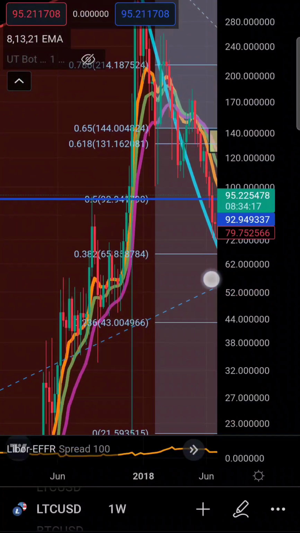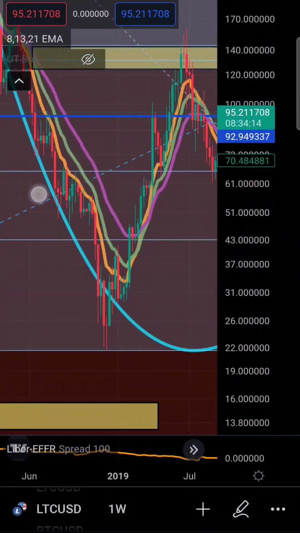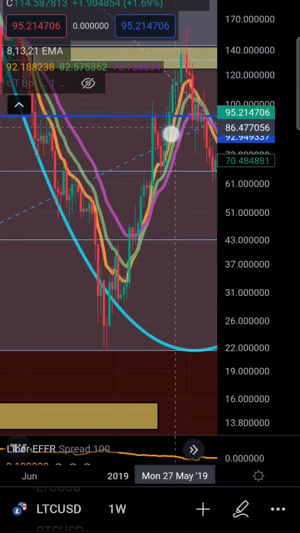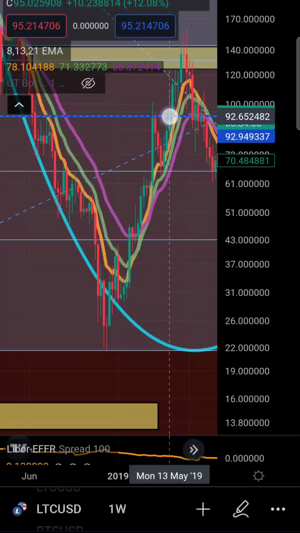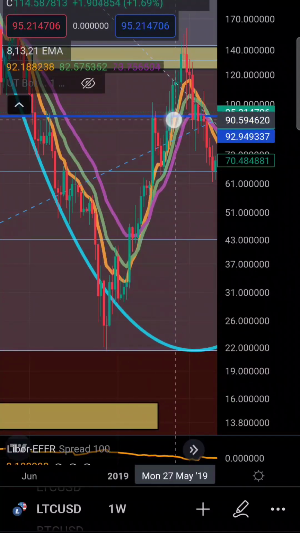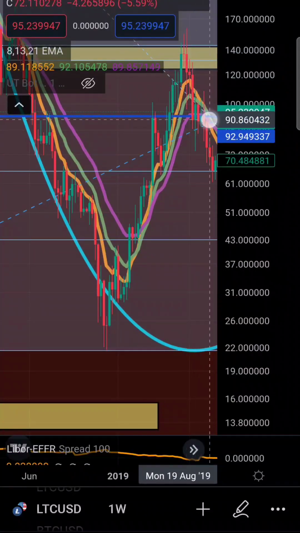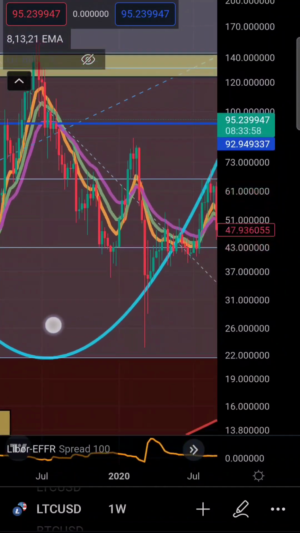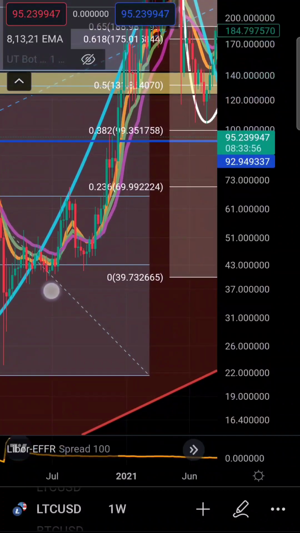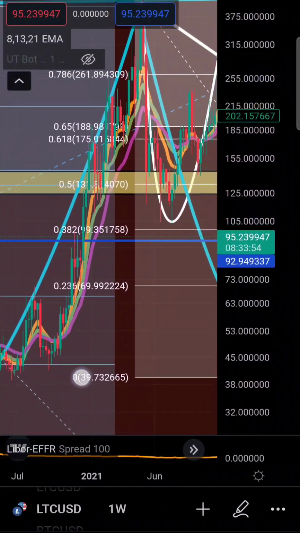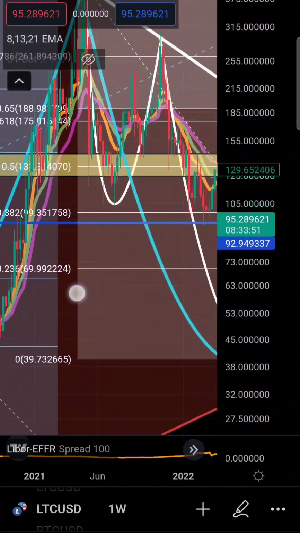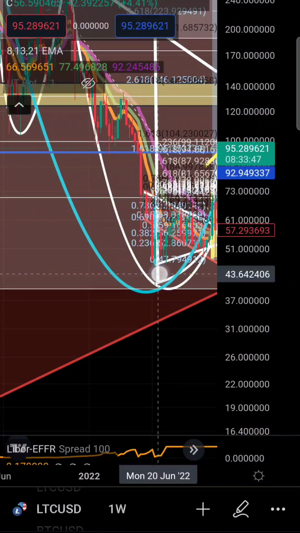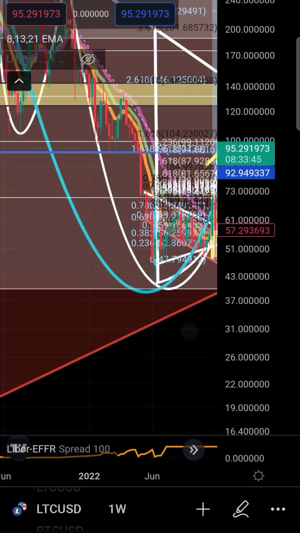Because clearly, as you see back in the day, in the 2018-2019 market, we went up. The 0.5 is right here, $92, the blue line. We went up to the 0.618, but then we crashed underneath the 0.5 fib. So pretty much the 0.5 fib is acting as heavy resistance. As soon as we get above it, you see we have crazy moves. And as soon as we get below it, we have a sharp decline actually.